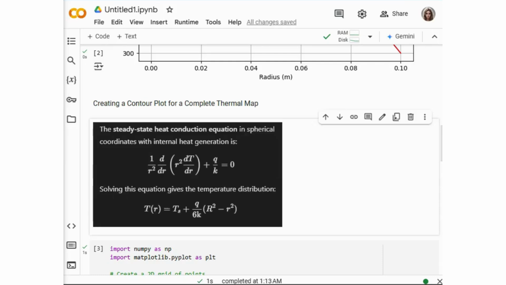The steady state heat conduction equation in spherical coordinates with internal heat generation. So here is the equation given for that, and solving this equation gives the temperature distribution. It is also given there where T(r) is the temperature at a given radius, R is the total radius of the sphere, Ts is the surface temperature of the sphere, q is the heat generation rate per unit volume, and k is the thermal conductivity of the material. The temperature is maximum at the center and decreases towards the surface.